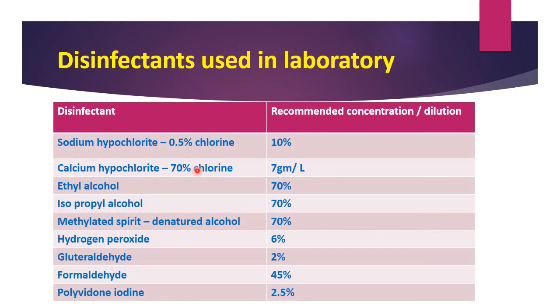There is a list of disinfectants which will be used in the laboratory with different concentrations or dilutions. Sodium hypochlorite, 0.5% chlorine, 10%. Calcium hypochlorite, 70% chlorine, 7 gram per liter. Ethyl alcohol, 70%. Isopropyl alcohol, 70%. Methylated spirit, that is denatured alcohol, 70%. Hydrogen peroxide, 6%. Glutaraldehyde, 2%. Formaldehyde, 45%. Polyvidone iodine, 2.5%. So these are the different disinfectants which can be used in the laboratory.